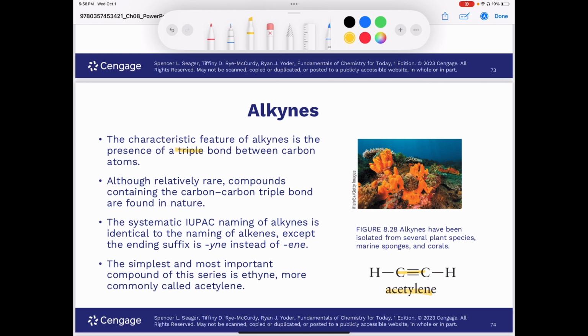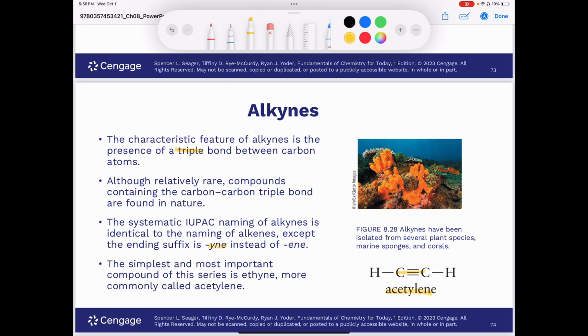Although relatively rare, compounds containing carbon-carbon triple bonds are found in nature. For example, well, this wouldn't be a natural example, but in some birth control pills, there'll be a carbon-carbon triple bond. Anyhow, if we want to name an alkyne, the systematic International Union of Pure and Applied Chemistry, IUPAC naming of alkynes, is the exact same as alkenes, except we change the suffix of the parent from "ene" to "yne." So if we have, let's say, a triple bond in a six carbon chain, it would be hexyne, and then heptyne, octyne, et cetera.